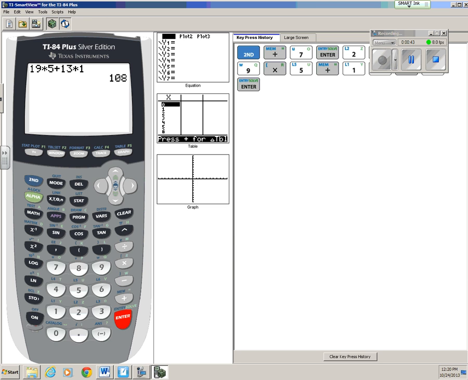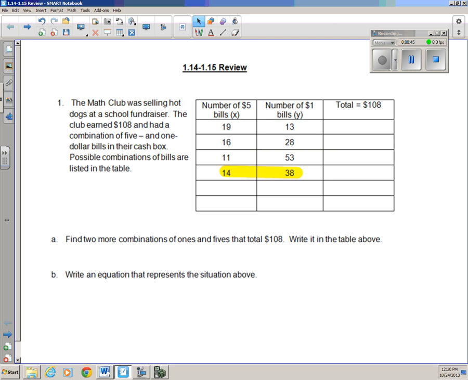Now, there was a mistake on the notes page, depending on which class you are, but the last one that's highlighted should be 14 and 38. So find some more combinations, two more in particular. So think of two more values that when multiplied by 5, and then multiplied by 1, add to give you 108. Here's one example. Let's say we wanted two $5 bills.